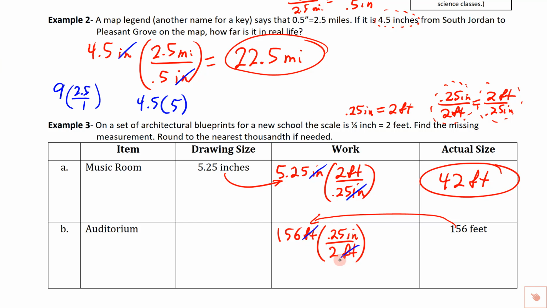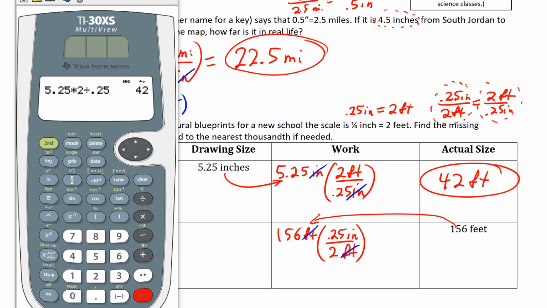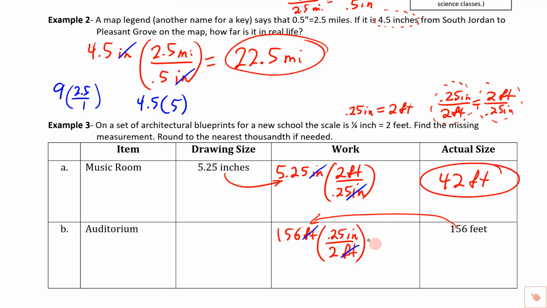Now those are pretty big numbers. If you want to do some cross cancellation, you're certainly welcome to. I'm just going to pull up the calculator. I'm going to do 156, times that by 0.25, and then divide by 2. Hit enter, and we get 19.5. Remember, the only unit left is inches, so 19.5 inches, and I'm going to put that answer right here, 19.5 inches. So we'll go ahead and circle that.